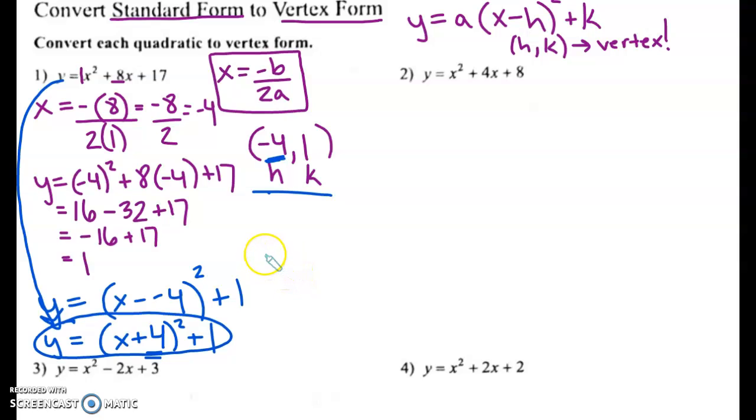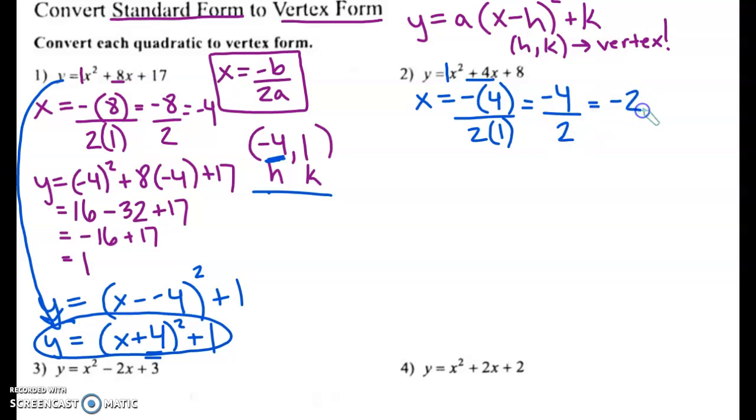All right, and we're going to use the same process for the next one. I'm going to do number 2, and then I'm going to want you to do number 4. So let's check out 2. I got y equals x squared plus 4x plus 8. I'm going to need to find the x value of our vertex. Remember the equation that I need is negative b over 2a. So negative b, my b value is positive 4, divided by 2 times a. The a value in this case is a positive 1. So negative 4 divided by 2 times 1 is 2. So I'm getting a negative 2.